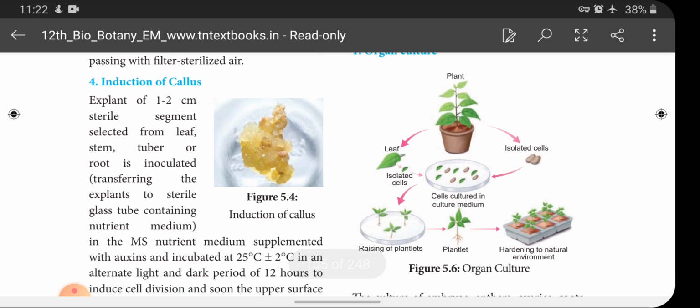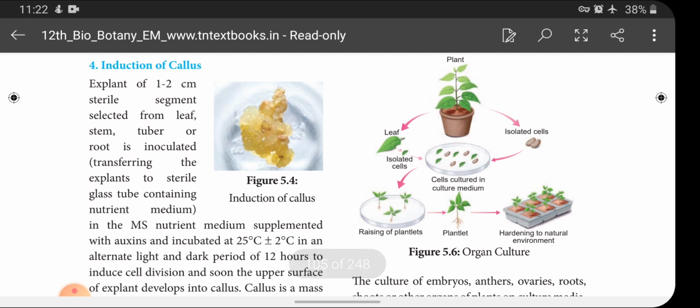Then induction of callus. Now we have to set up the conditions necessary for the culture medium. As the explant is kept in the culture medium, it absorbs the nutrients and starts to multiply its cells and form a group of cells called callus. This should be induced, and only then will the division start.